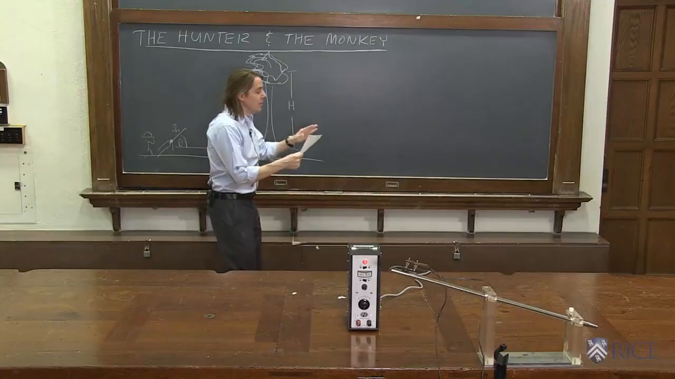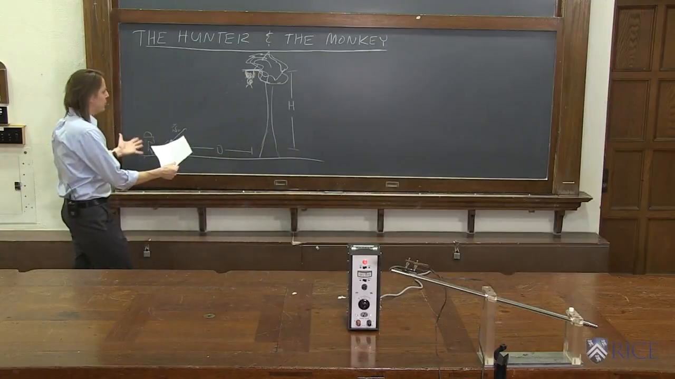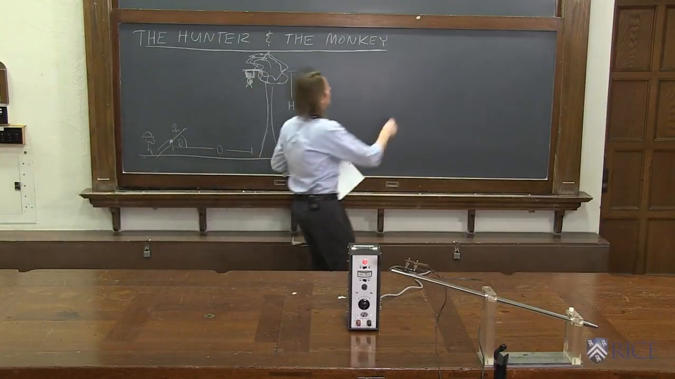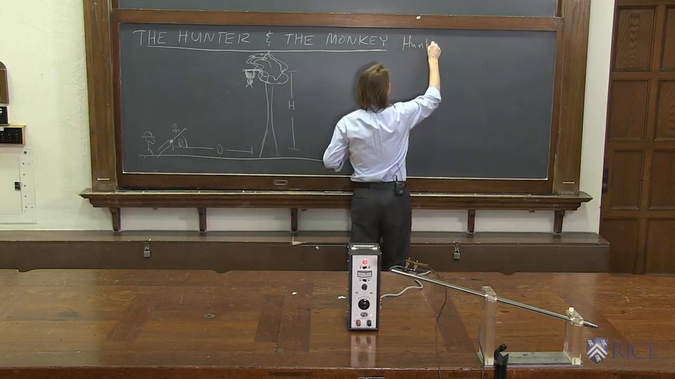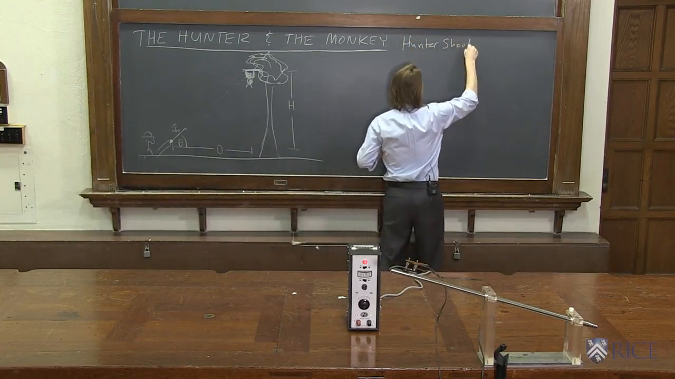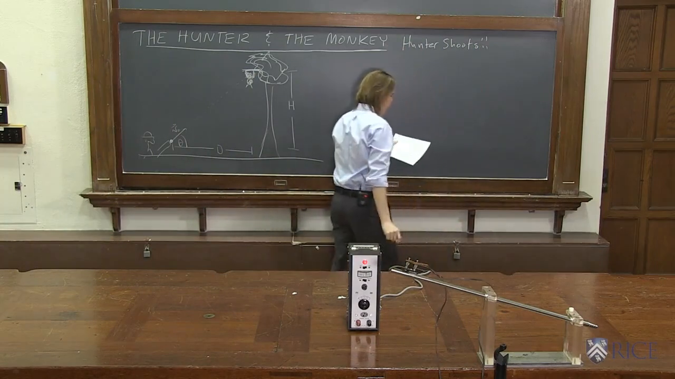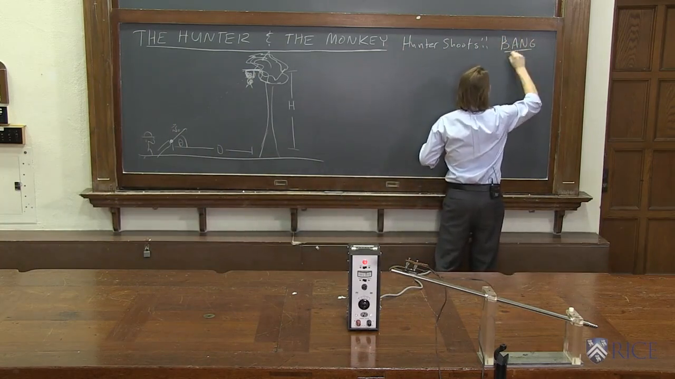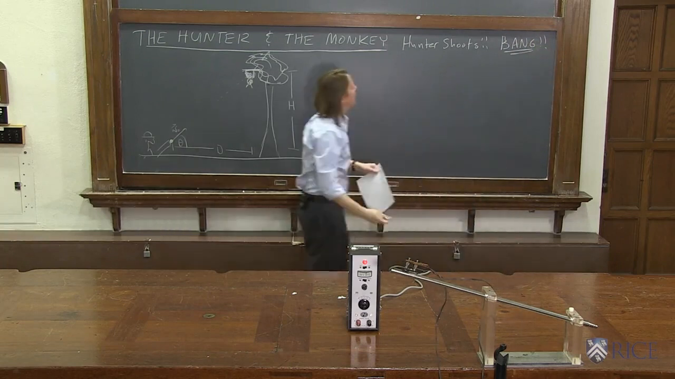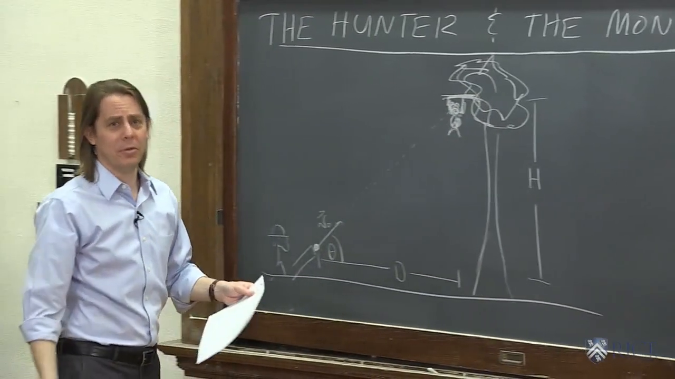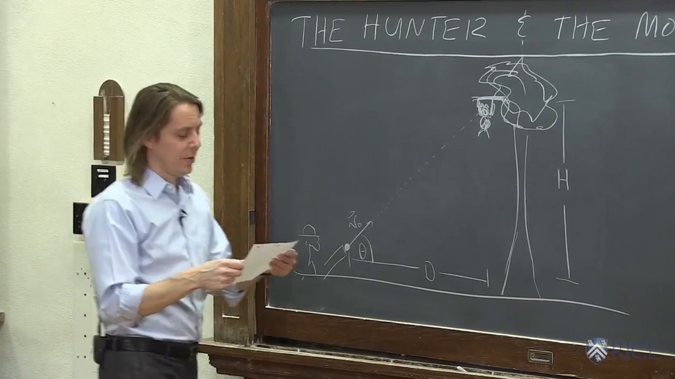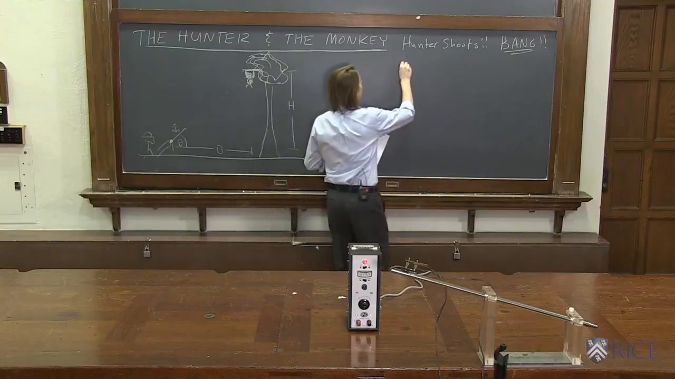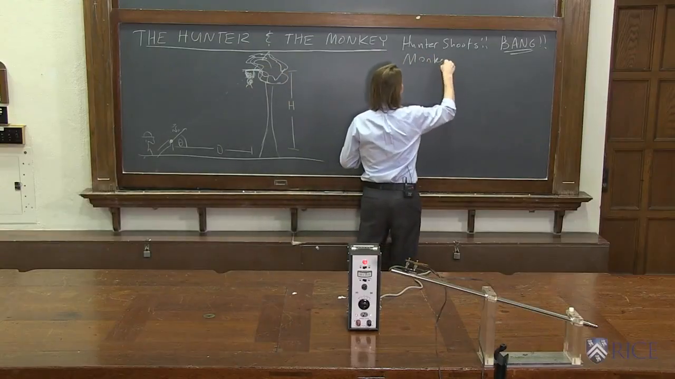Okay, so now, to figure this out, first we've got to go with the story. We need a narrative here, right? So what's going to happen? The hunter shoots, exclamation point. What do we hear? We hear a bang. Bang, very loud, right? So what happens when the monkey hears a bang? Freaks out. You ever seen a monkey freak out? It's scary. Okay, he's going to freak out, he's going to let go, and the monkey drops.